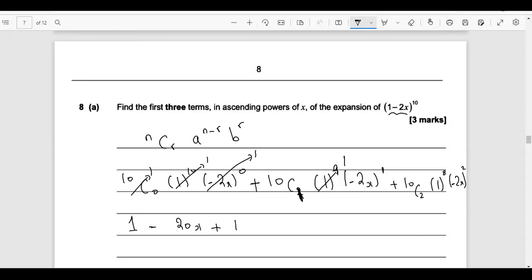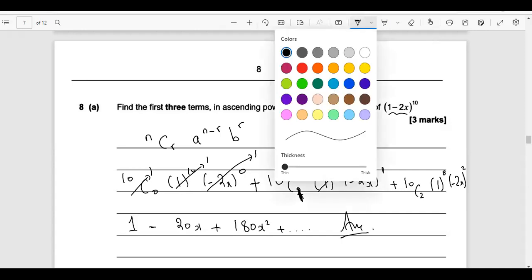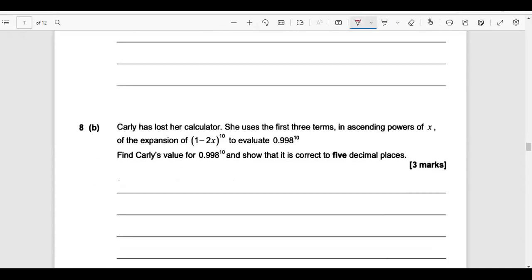It would give you 180x squared plus dot dot dot. Okay, we are just supposed to find the first three terms, so this would be the answer for the first three terms. Is that okay? Yeah. Okay, all right, very good. So we'll be using this for the next part.